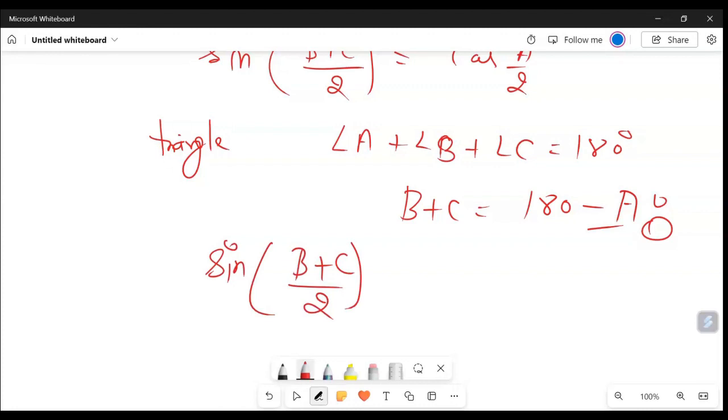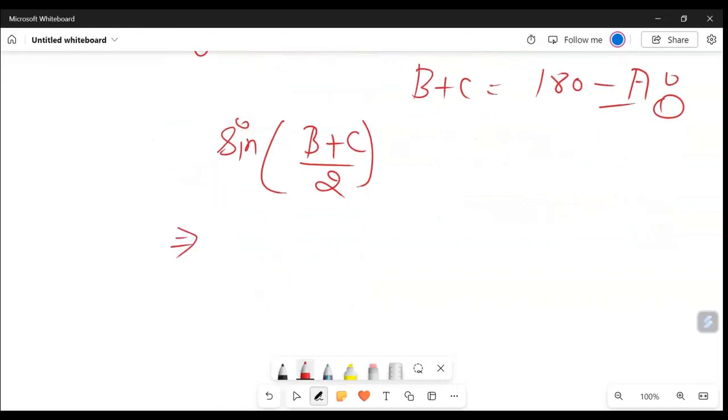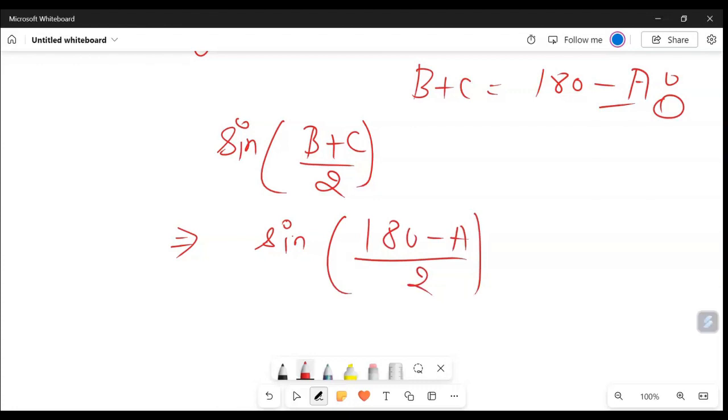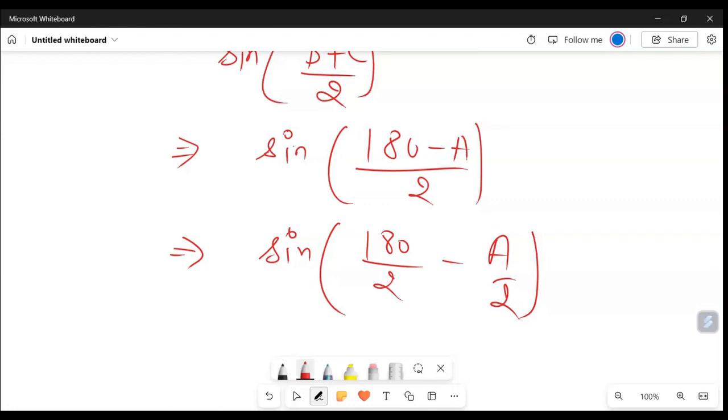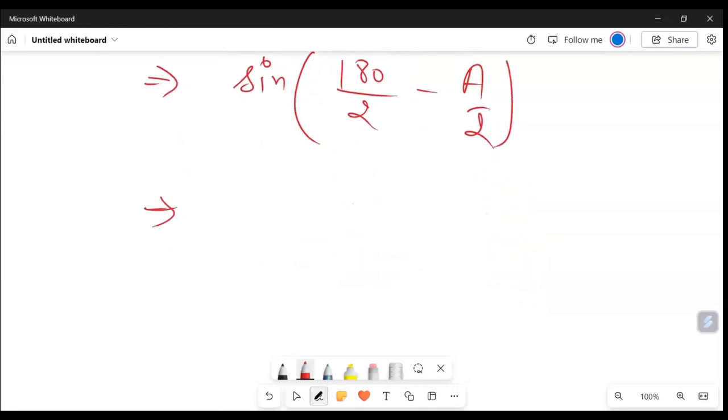Okay, we will go ahead with that. We know B plus C is 180 minus A, so it is sine of (180 minus A) by 2. Can we separate this 2? Okay, we can separate this. Sine of 180 by 2 minus A by 2. We are separating the 2. Now, 180 by 2 is 90, so it is sine of 90 minus A by 2.